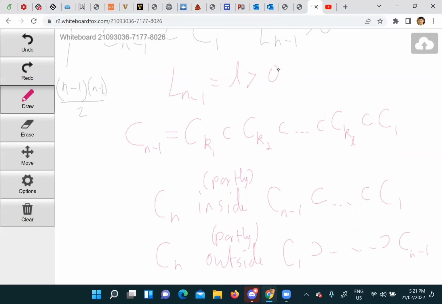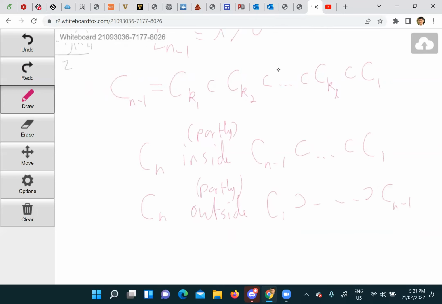So it loses however many circles there are in this line, right? And there's L plus 1 circles. So it loses Ln minus 1 plus 1 points. That makes sense?